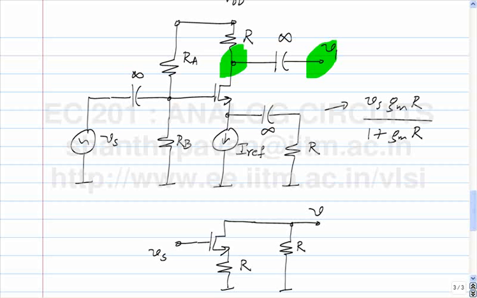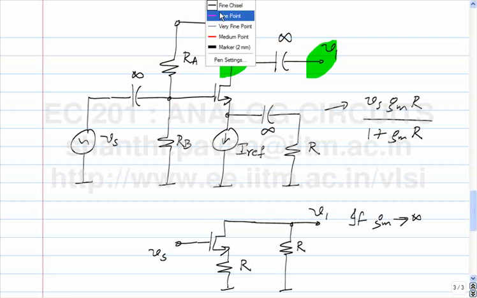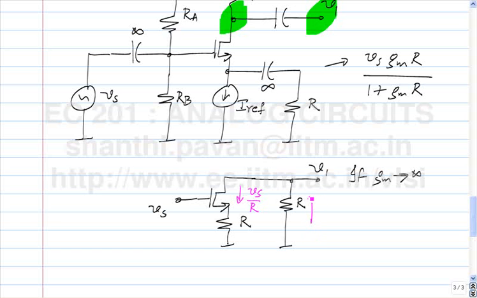Okay, this is V1. So if Gm tends to infinity, or Gm is very large, what is the incremental current in the transistor, the drain current in the transistor? It's Vs by R. That current flows which way in the resistor? Up or down? It flows up. So what is the drop across the resistor? The voltage drop across the resistor in this direction shown is, so V1 becomes equal to minus Vs.